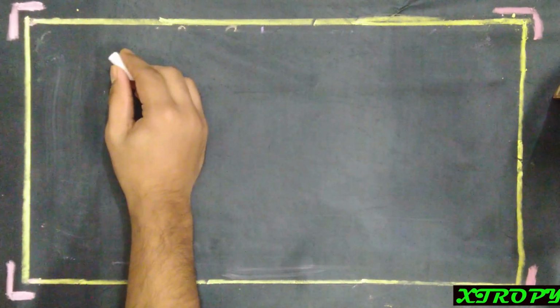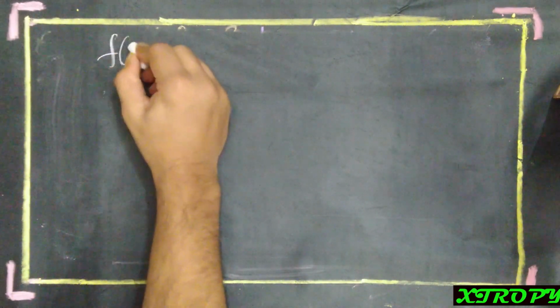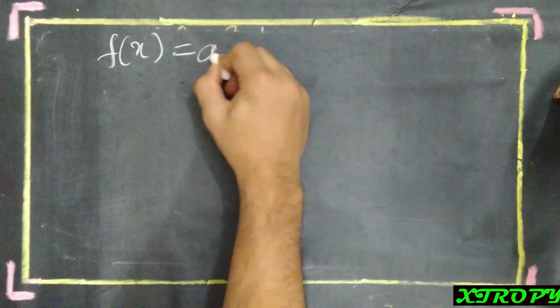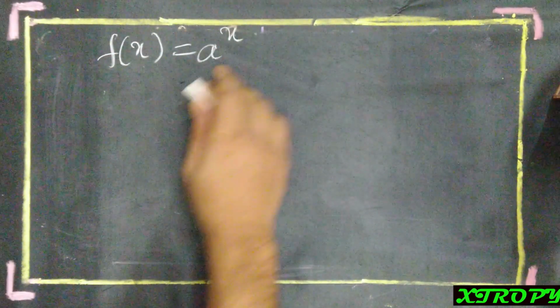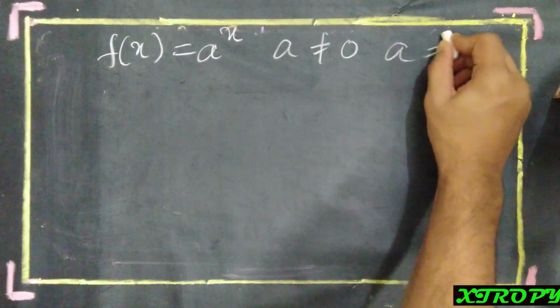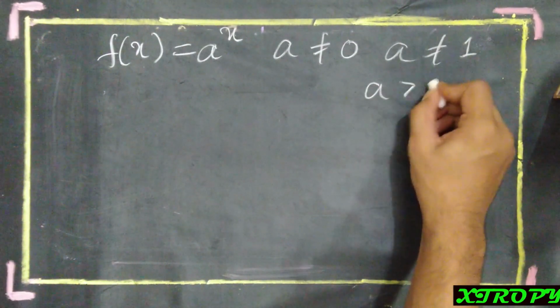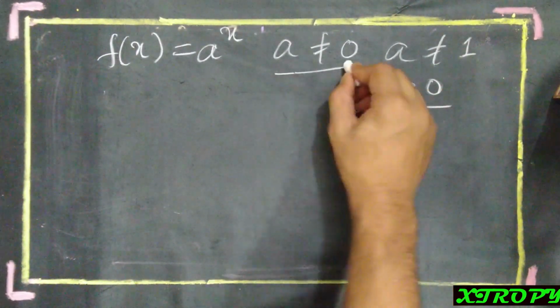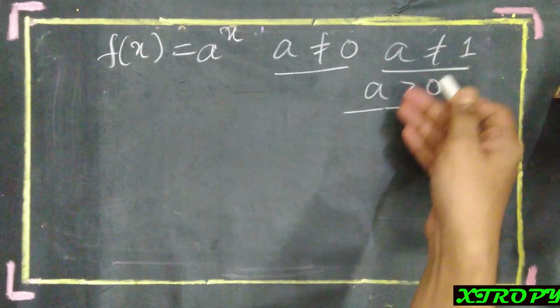So in general, we represent an exponential function like this, that f(x) equals a to the power x. Previously, I told you that a cannot be 0 or a cannot be 1, and a has to be greater than 0. So now let us understand what is the reason for such limitations.